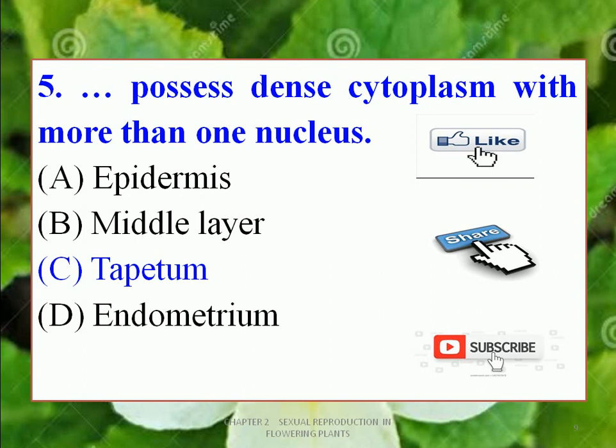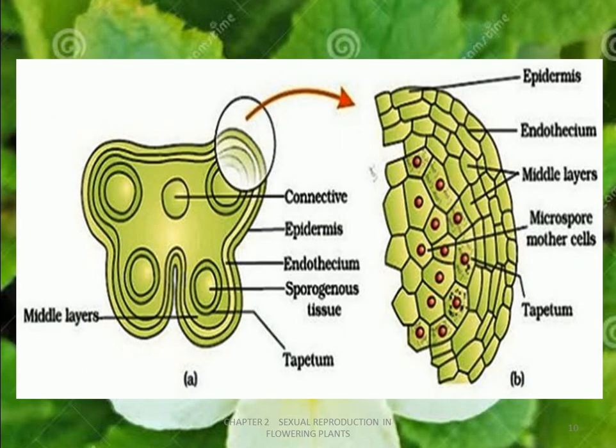Okay. So, now let's see the picture of all the four walls. Epidermis, endothelium, middle layers, and tapetum. Microspore mother cells are present inside the tapetum.